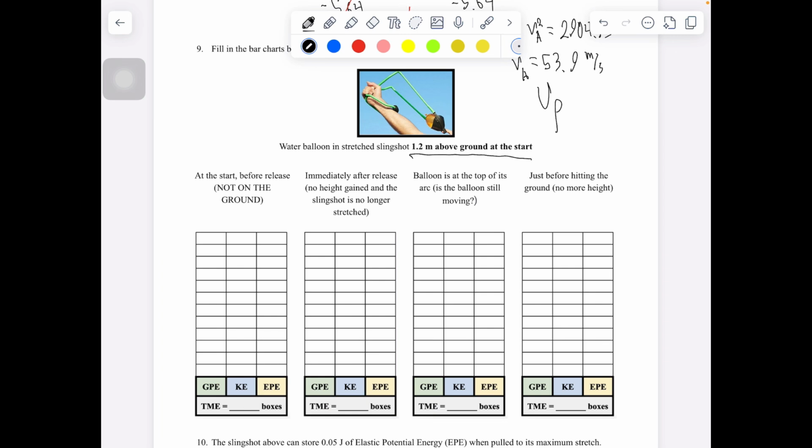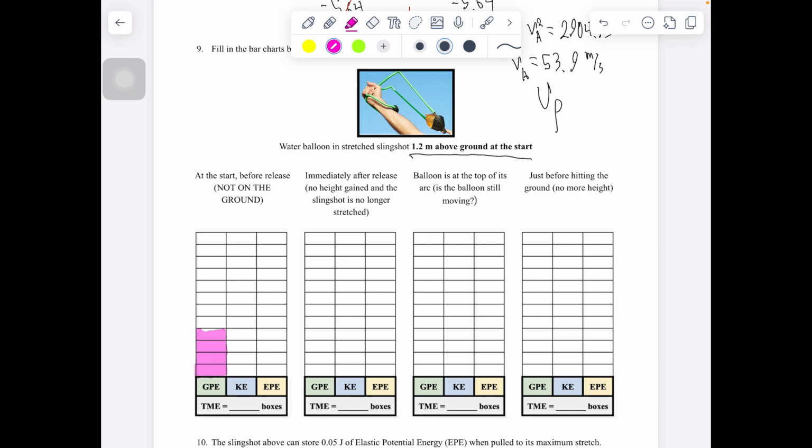Remember, if we're just identifying energies, we have our questions we can fall back on. For gravitational potential energy, ask, is it at a height? Is it on a hill? Is it above the ground? That gives you gravitational potential energy. So here, we are above the ground. Let's give some amount of gravitational potential energy. Maybe I'll even try to color code. We'll say we have GPE, some amount, 1.2 meters off the ground. Maybe we can do 4 boxes worth.